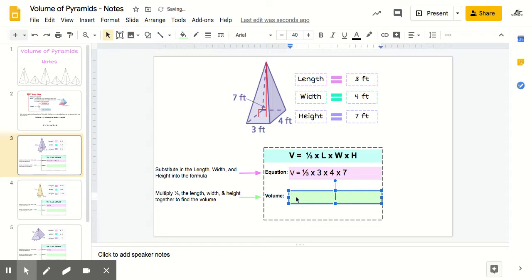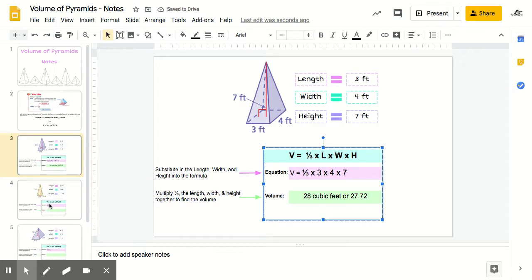So I'm going to plug into my calculator 1/3 times 3 times 4 times 7. When I do that, my calculator gives me 28. That tells me that the volume of this pyramid is equal to 28 cubic feet. If you plugged in 0.33 times 3 times 4 times 7, your calculator would have given you 27.72. That is absolutely fine. Type in that whole decimal, and I'll even type that in here, you will be given full credit.